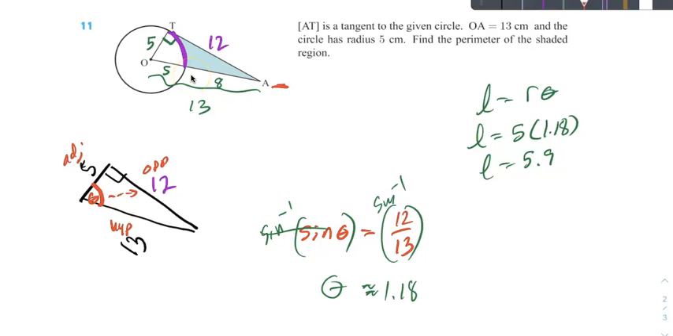So my perimeter here is equal to 5.9, which is this guy, plus 12 plus 8. So I get 25.9. And there you go. That's the lesson.